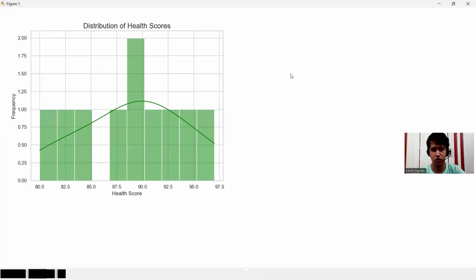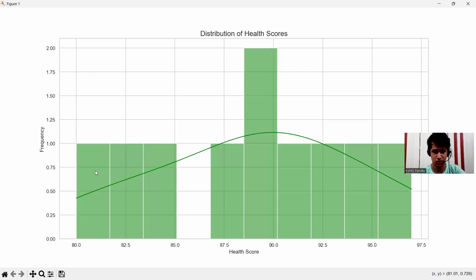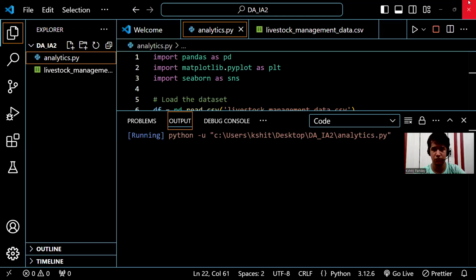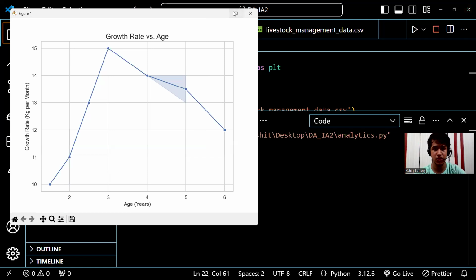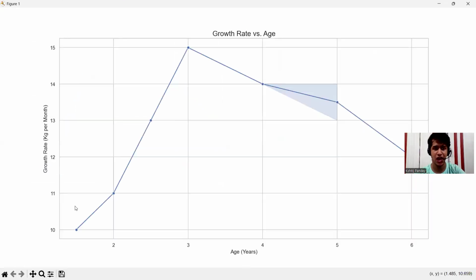The next graph that we have got is the distribution of health scores. This basically tells us about the health score of each breed of animal in the livestock. This is the growth rate versus age. For the animals that are present, what is their growth rate and at what age? At the age of 2 years, it had a growth rate of 11, whereas at 3 years it had a high growth rate, and it started declining as the years increased.